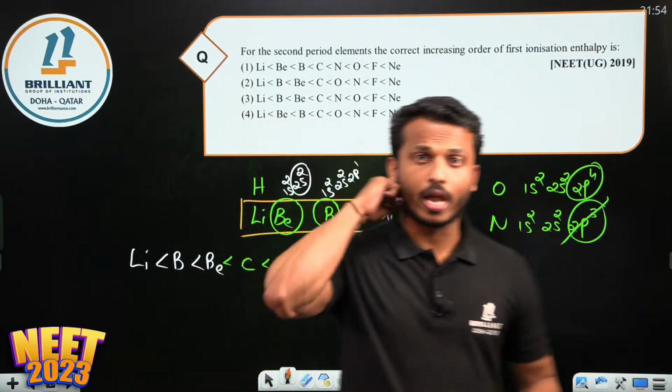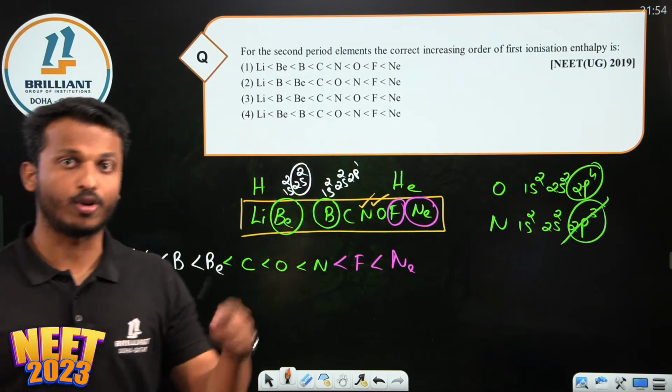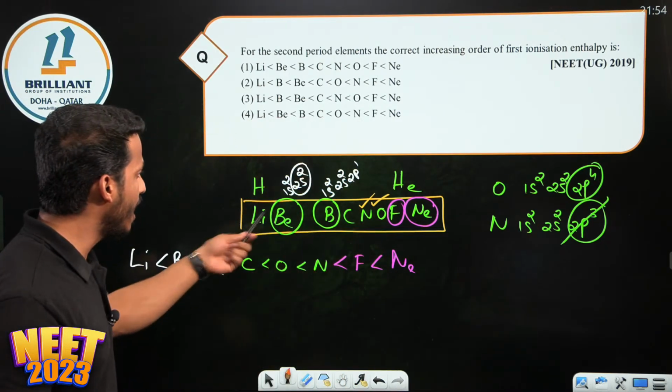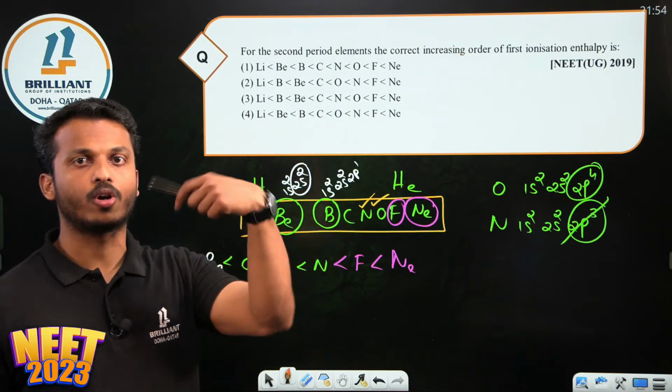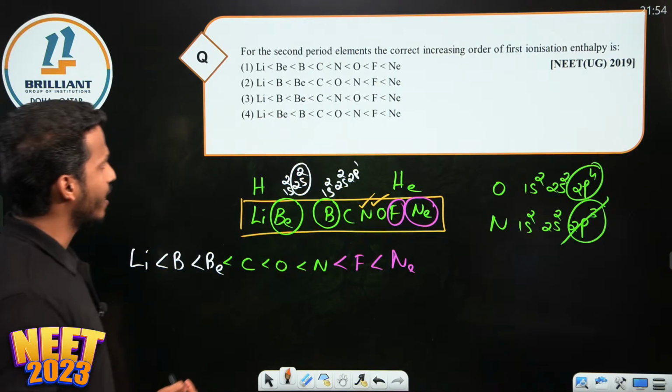So which points do you have to be careful about here, dear all? Nitrogen and oxygen, nitrogen is first because nitrogen is half filled. Beryllium and boron, beryllium is first because it's fully filled. Careful. So what is the correct answer, dear all?